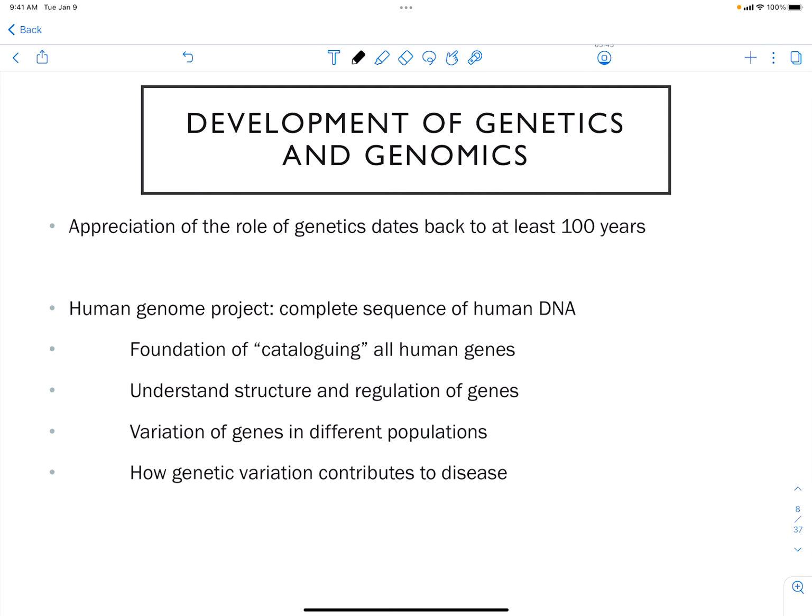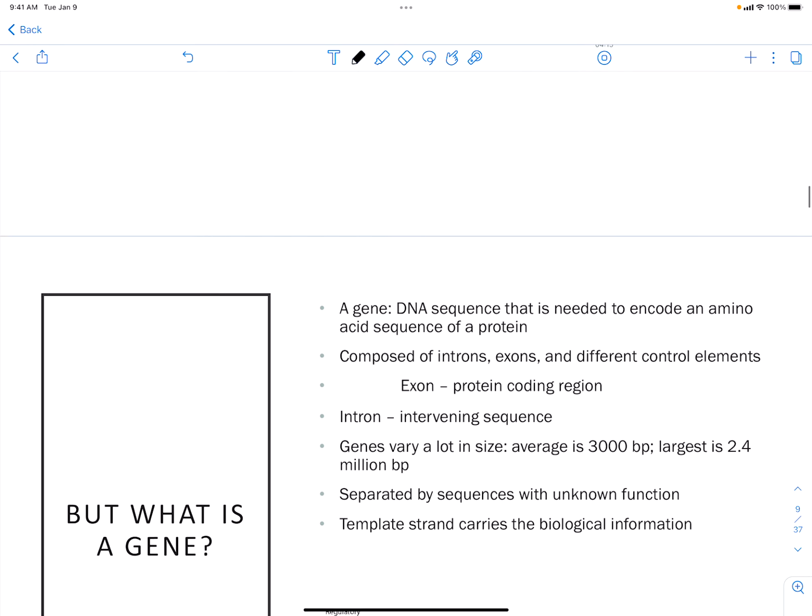So there has been some knowledge of genetics playing a role in phenotypes, especially with respect to fruit flies, as well as plants and farming. The Human Genome Project was initiated in the 90s. It completed in the 2000s, and we now have a complete sequence, of course, of the human DNA. And so there is a goal to understand the relationship of genes, their structure, and the phenotype, and how variation contributes to phenotype and diseases.